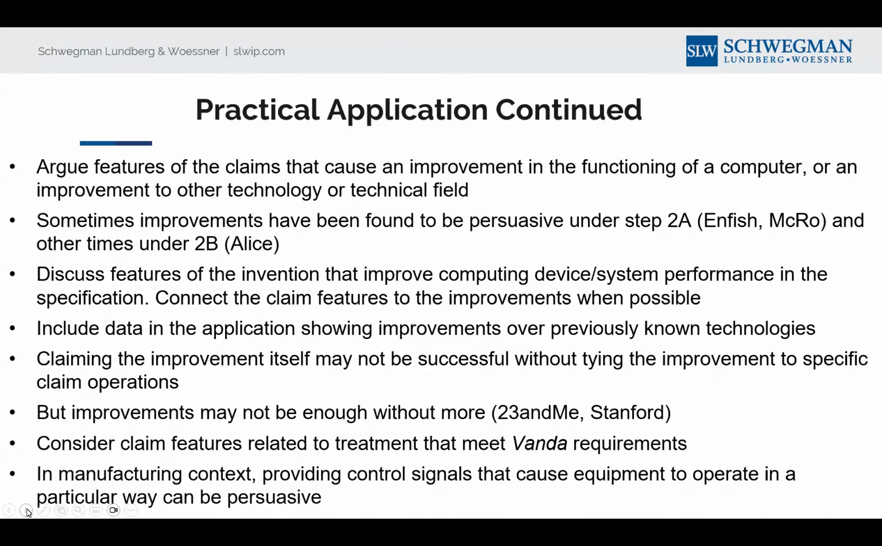In USPTO Example 45, Claim 2, the control signals that came from a computer-implemented method changed the way the equipment operated, and then it was able to overcome. They said it was patent eligible.